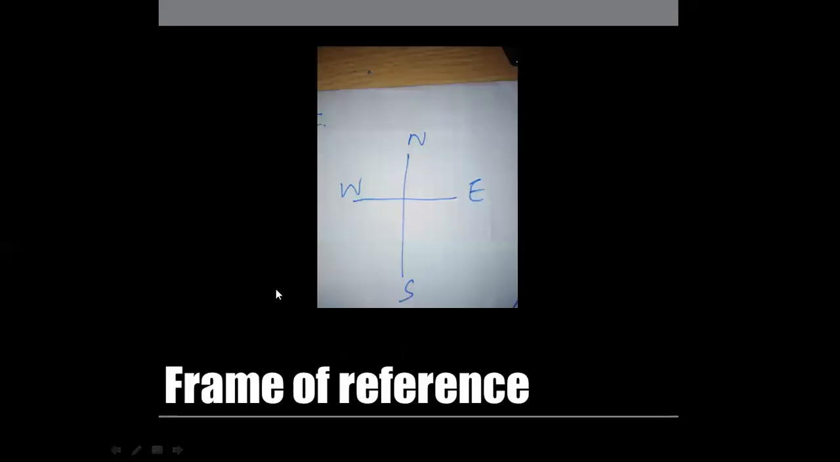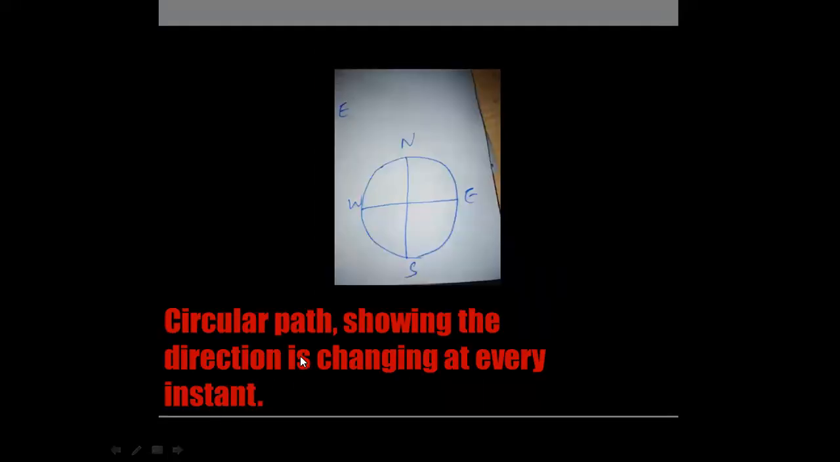Now, this is a frame of reference which we draw on paper when we want to show the directions. This is showing east, this is west, this is north, and this is south. The frame of reference is when we want to show the directions on paper, we draw two mutually perpendicular lines. Now, a circular path is shown, and this is showing the direction is changing at every instant in a circle.